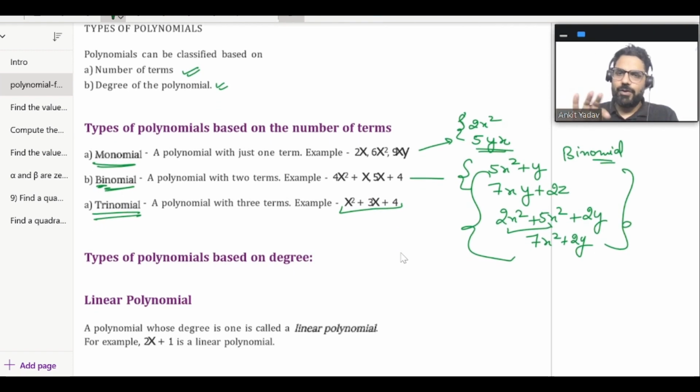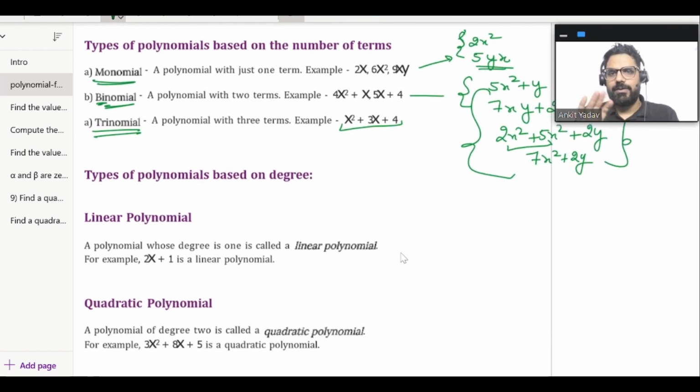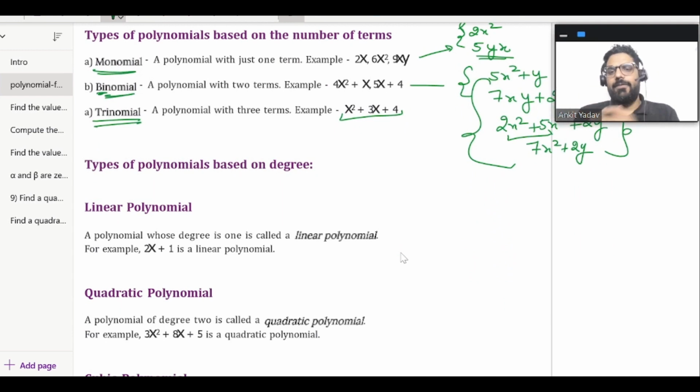But yes, we are going to learn these three only till 10th class, right? Now, let's go for the other base. That is, the polynomials are classified on two bases. First one is the number of terms. Second one is the degree, or basically the powers, right? On the basis of degree, the highest power.